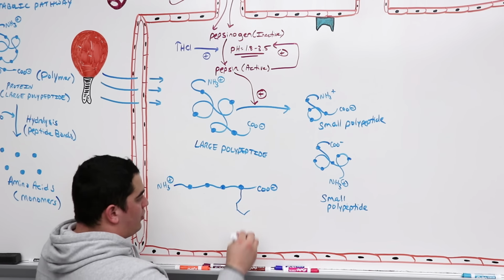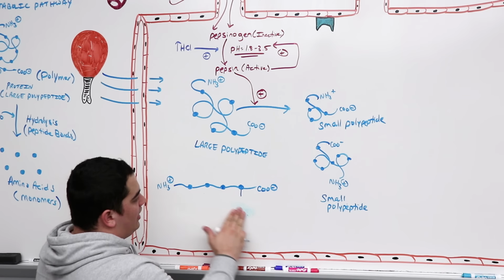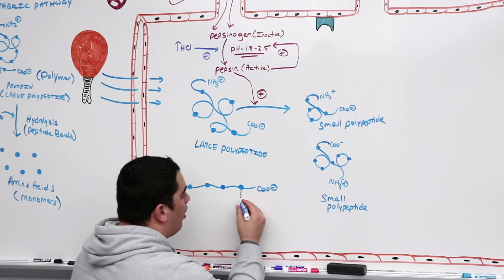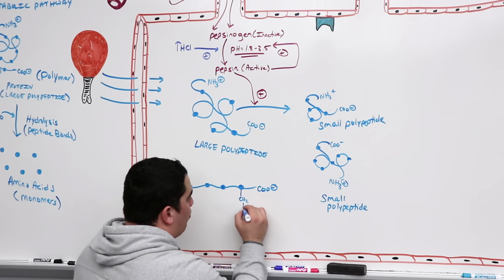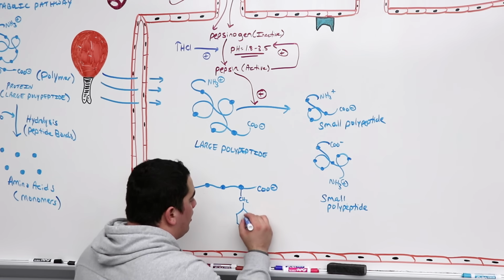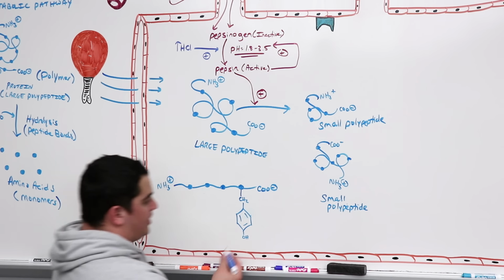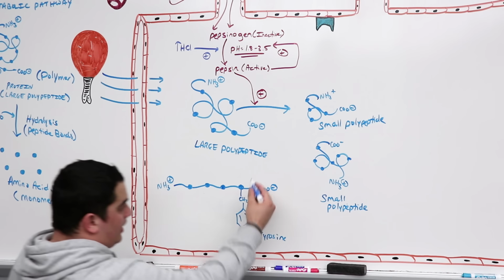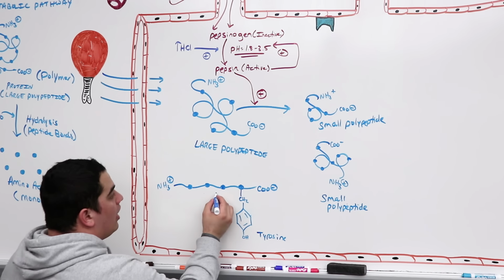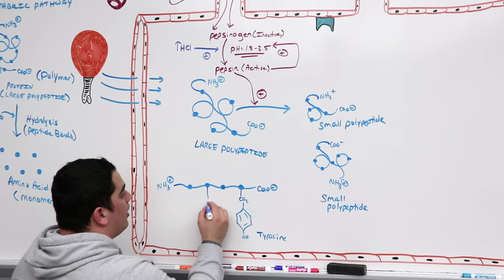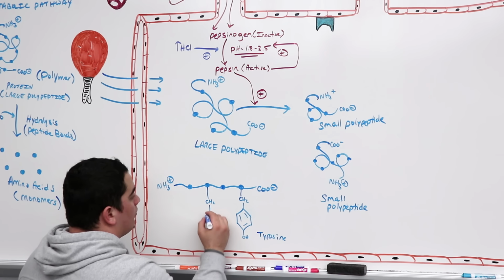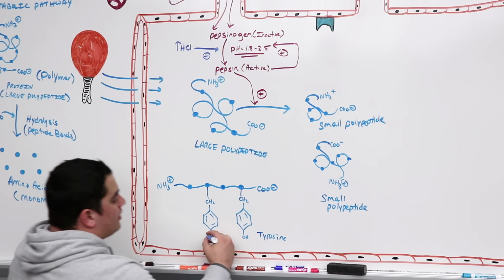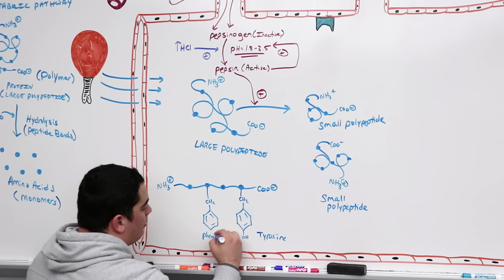You don't have to know their structure completely. I just want you to get an idea of what they are. They're aromatic amino acids. So he targets aromatic amino acids. One of them is called tyrosine. This is one type of amino acid that he likes to cleave on the carboxy side. Another one is called phenylalanine. So this right here is called phenylalanine.